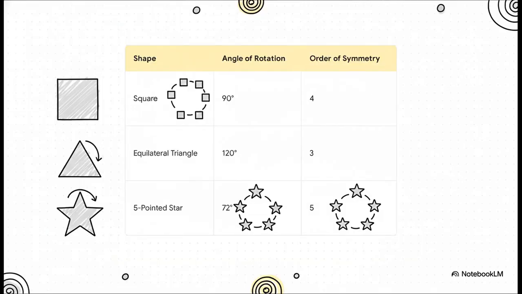Okay, now this table here breaks it down perfectly. Take a square. If you turn it 90 degrees, just a quarter turn, it looks exactly the same. And you can do that 4 times before you get back to the start, right?